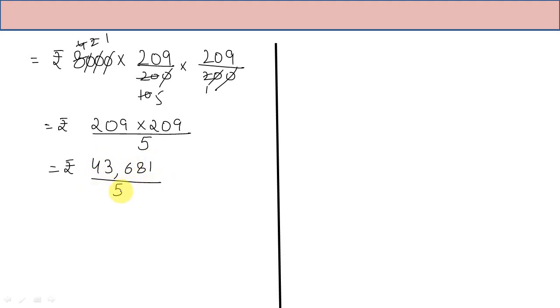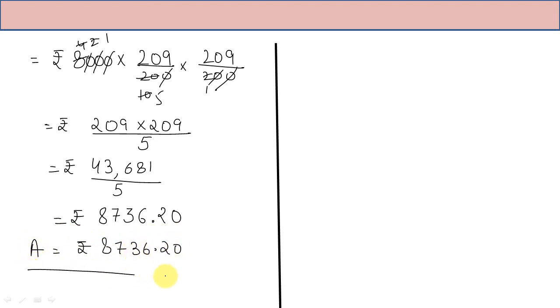So it will be 8 5s are 40, 36. 8 7s are 35, 18. 5 3s are 15, 31. 8 5 6 are 30.2 and then 0 because ये आपके rupees है so up to 2 decimal places. So this is the amount. So what is the amount you are getting? Rupees 8,736.20 is the amount.